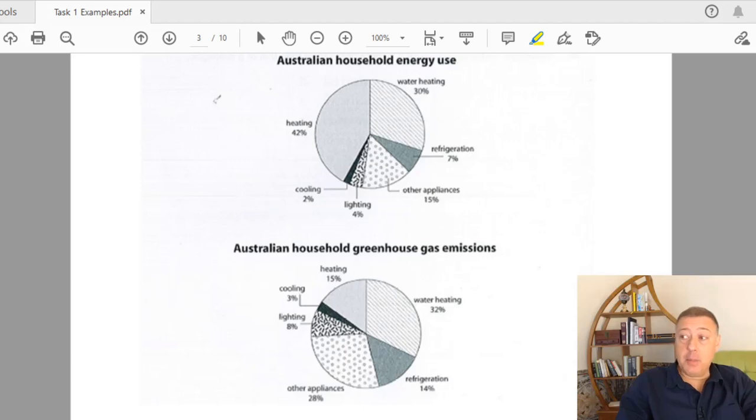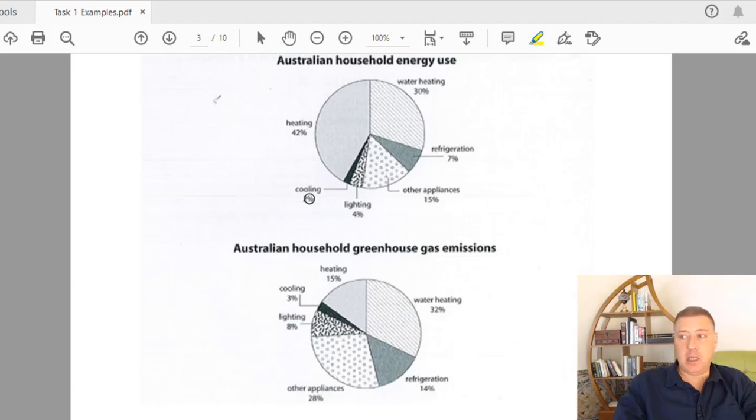So if you look at the numbers of pieces of information, how many categories are there? 1, 2, 3, 4, 5, 6. 6 different categories, 2 different pie charts. That's 12 pieces of information. You'll often get this with pie charts where it's really quite easy to mention each slice of the pie for however many pie charts there are. So 12 pieces of information.